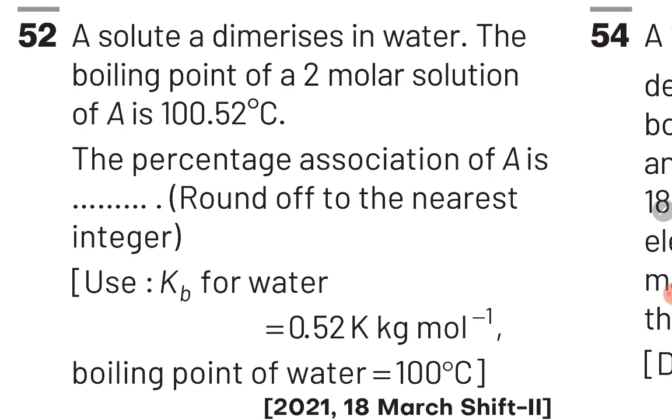Guys, in this question, the Van 't Hoff factor will be equal to 1 minus alpha by 2, where alpha is the degree of association. कैसे I की वैल्यू 1 माइनस अल्फा बाई 2 कैसे आती है, ये मैं आपको अगले स्लाइड में एक्सप्लेन कर देता हूँ. Other than this, we just need to use the formula delta Tb is equal to i into Kb into molality. So let's observe this in the solution in the next slide.